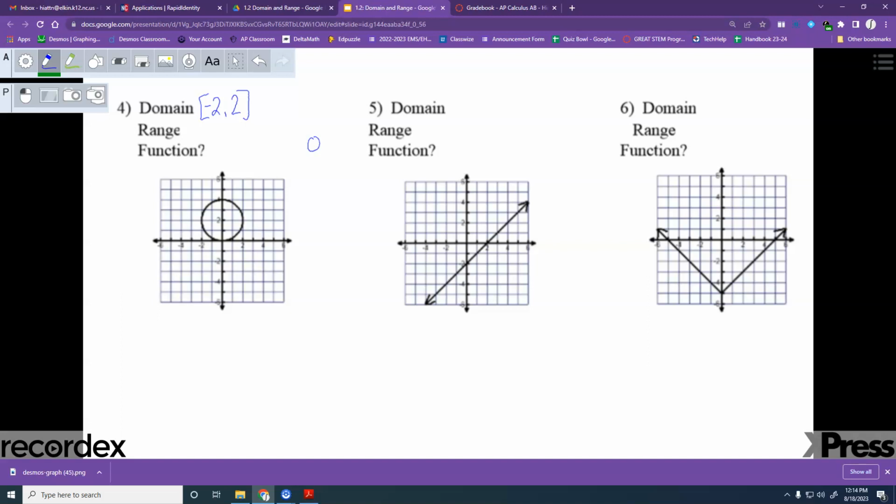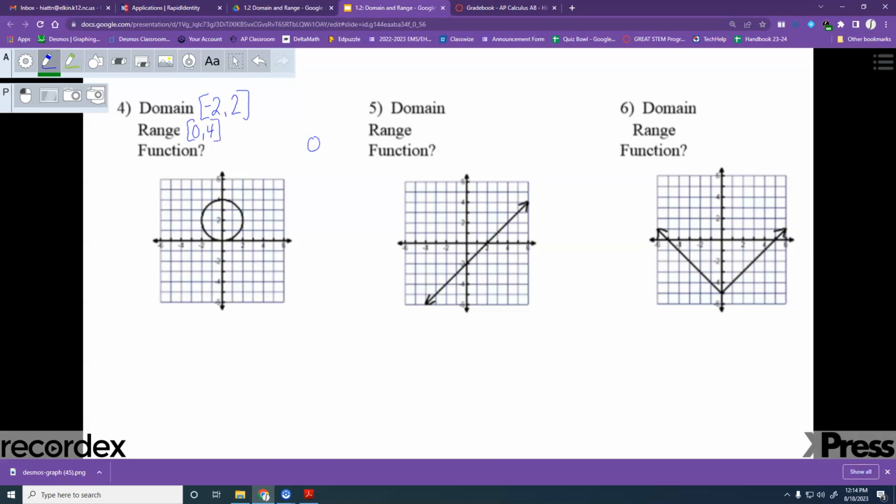What number do I have on my y-axis there? 0. Then I keep going up, up, up, up, up. Right here's the end of the graph. That's my highest point. What do I have there? 4. All right. So we got 0 to 4. Again, we're going to use brackets because we have solid lines. We don't have any open circles. So we'll have 0 to 4.